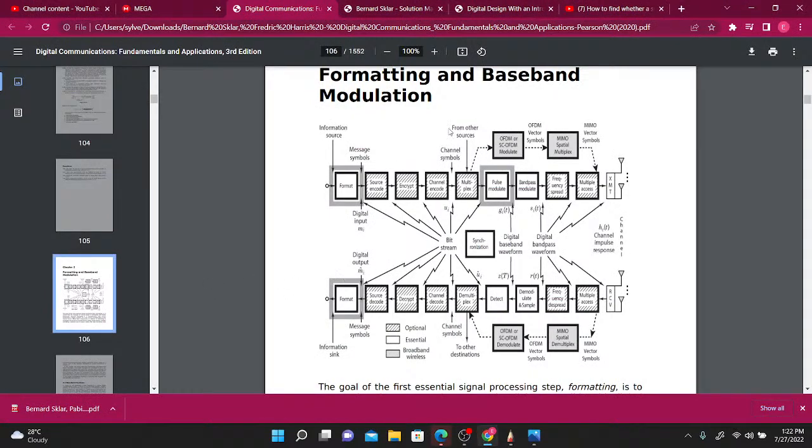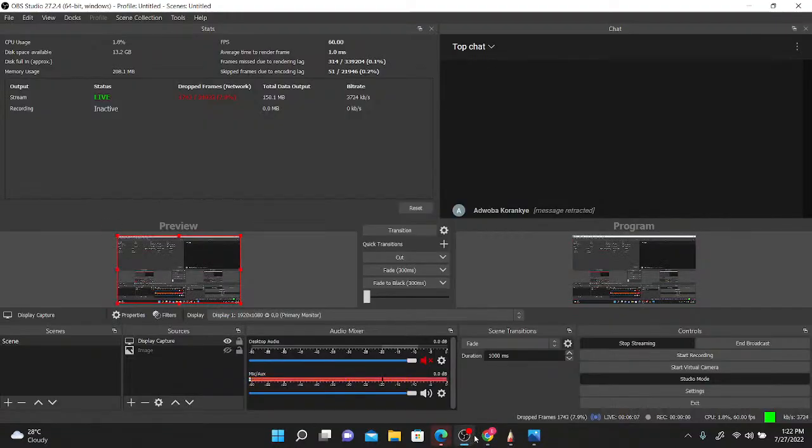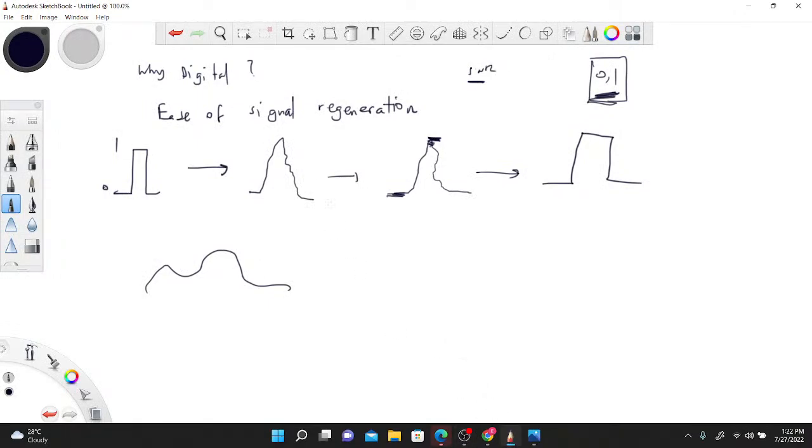I was talking about how the signal will go through all this process to be received, and then we'll have it at our outputs. Can you please see? Then I was talking about one advantage of digital: there is ease of signal regeneration and repeatability.